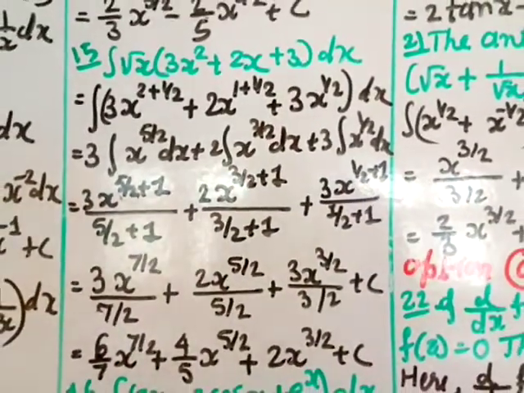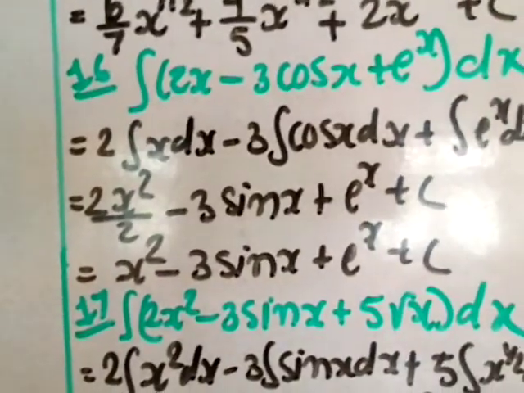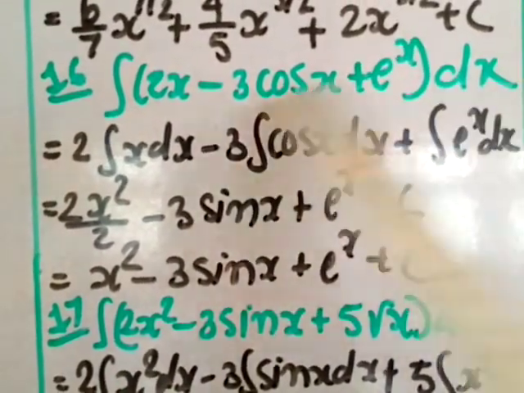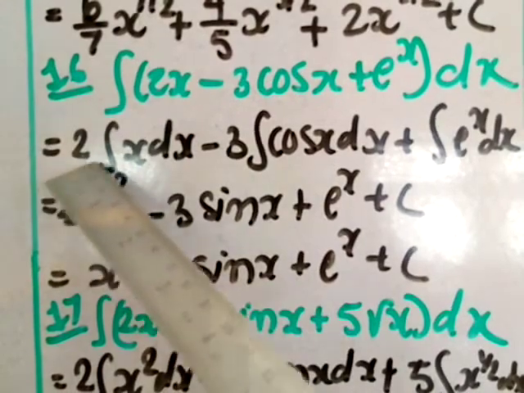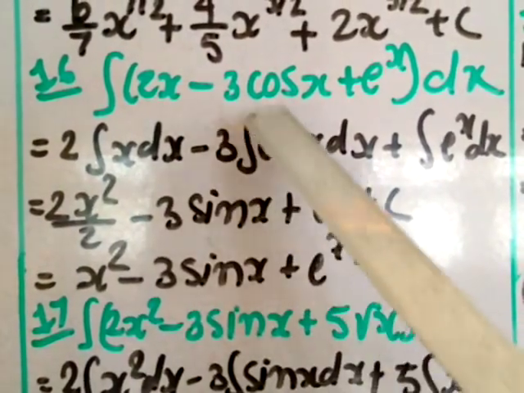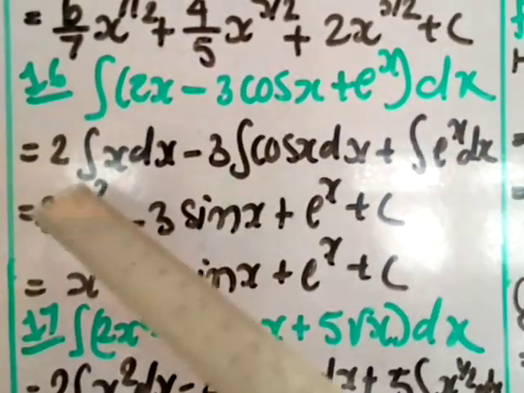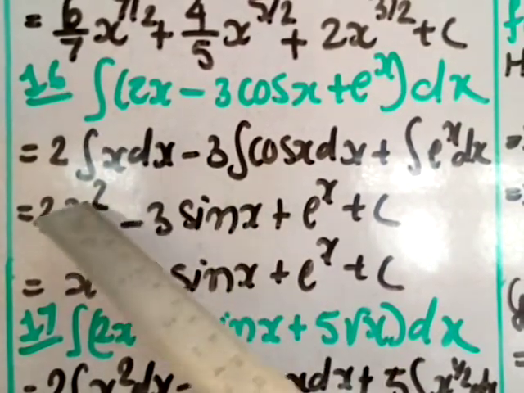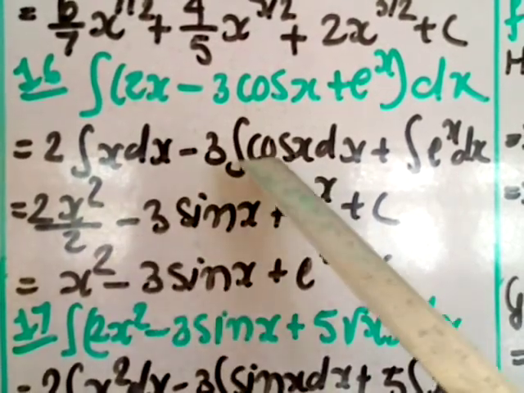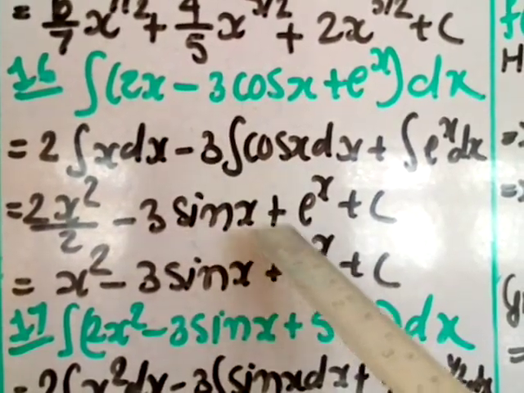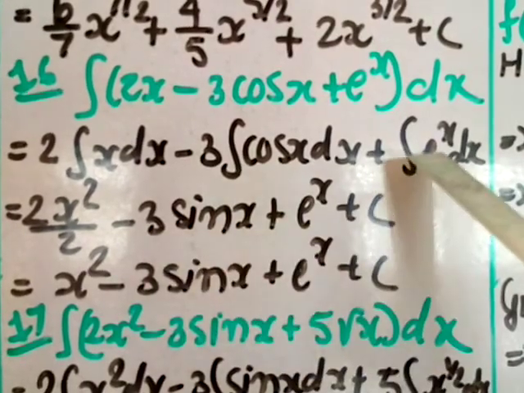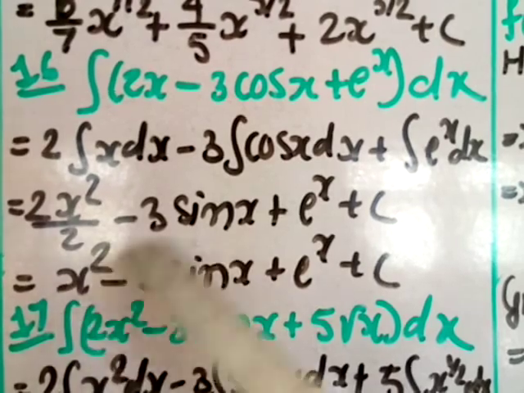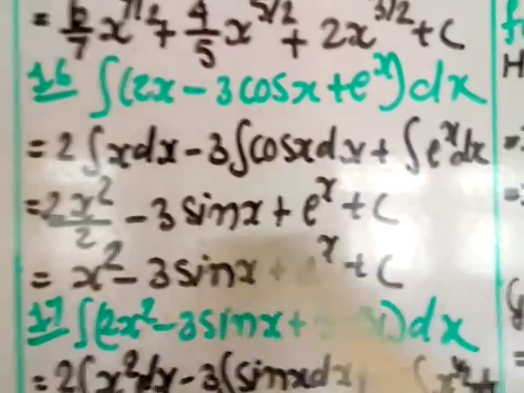So that is the answer for question number 15. Question number 16. Integral 2x minus 3 cos x plus e power x dx. Give integral to each term. So 2 integral x dx minus 3 integral cos x dx plus integral e power x dx. x has power 1, so use x power n, where n is 1, so 1 plus 1, x square by 2, minus 3 sin x, plus e power x, plus c. 2 cut, so you get x square minus 3 sin x plus e power x plus c. So this is the answer.